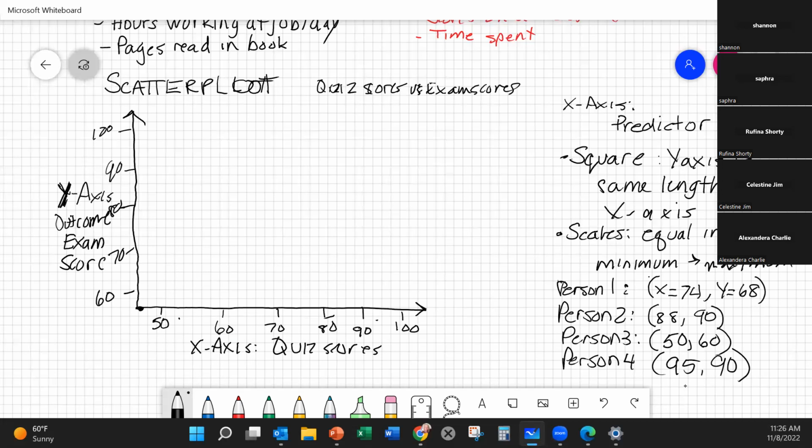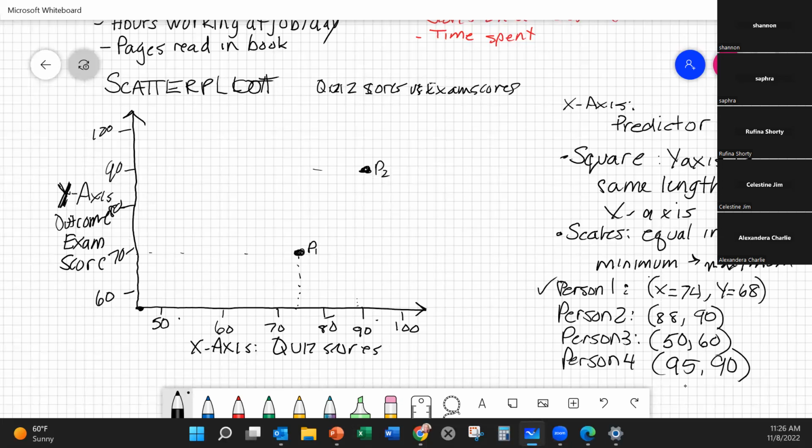Person 4 had a 74 on this scale, so right about here, and a 68 right about here. So let's go ahead and plot their score. This one's done. Person 2 had an 88, so right about here, and a 90, so right about here. And so where those points meet, we plot. This is person 2. Person 1.